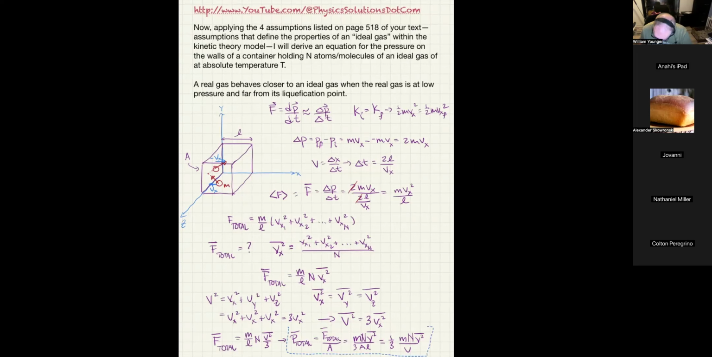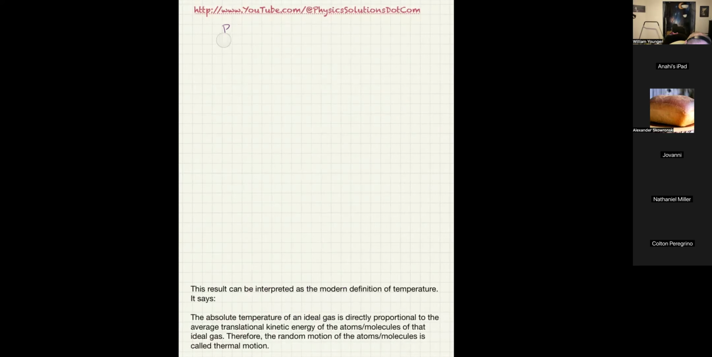I'm going to copy this quantity over to the next page. Copy. Now I'm going to paste it here. And this is the result we've got. So now I'm going to pull the V to the left-hand side, and what I'm going to get is P times V is equal to 1/3 times N times M V squared bar.